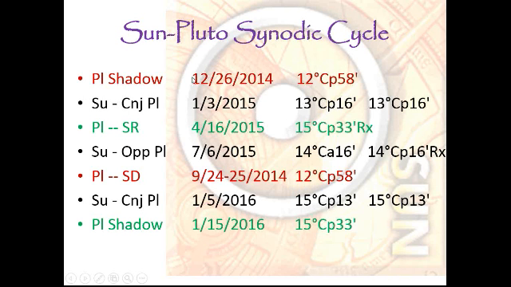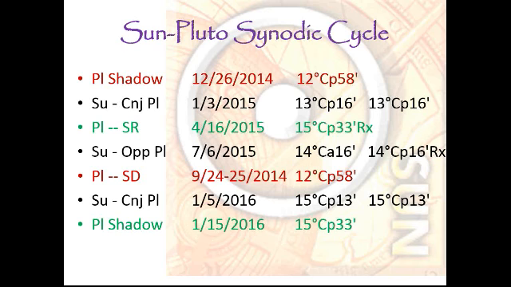If you look at this by date, you can see that this goes from December 26, 2014 all the way through January 15th, 2016. So we have pretty long shadows if we start to look at the amount of time that it takes Pluto to travel 3 times, direct, retrograde, direct, through Capricorn from 12°58' to 15°33'. So we'll look at these dates some more as we go through some of our material here.